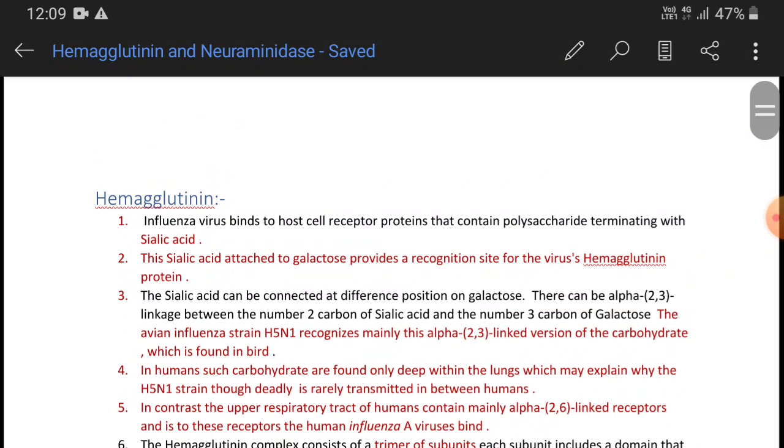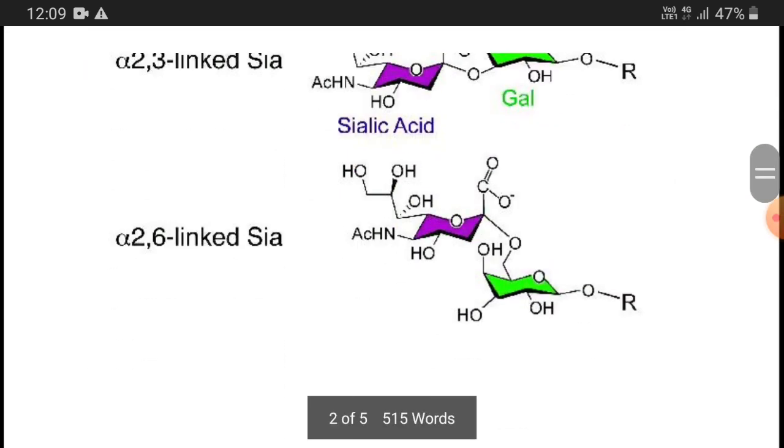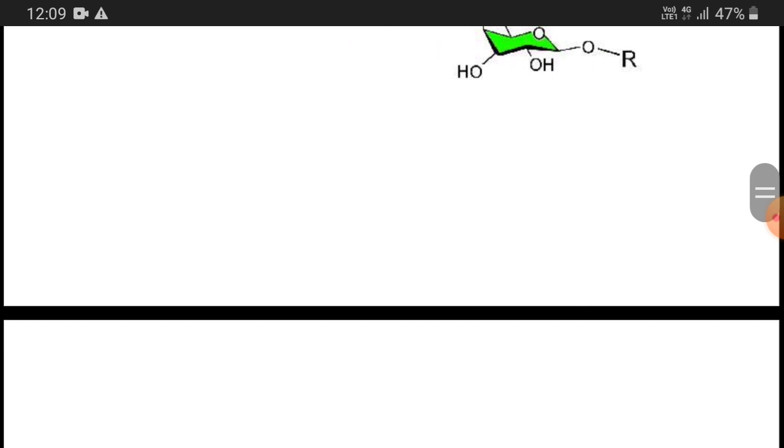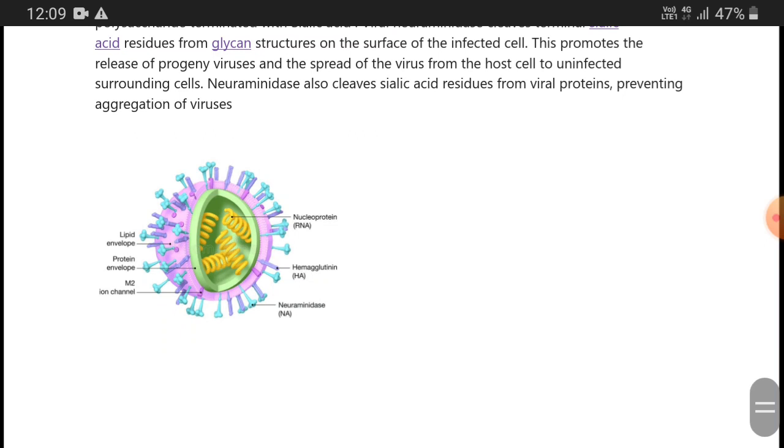Now we will talk about the life cycle of the influenza virus later, because it is not in our syllabus now, but I will also make a video on influenza virus life cycles. Don't worry about this. Now it is time to focus on the symptoms of the influenza virus. Then we will talk about the treatment and diagnosis.